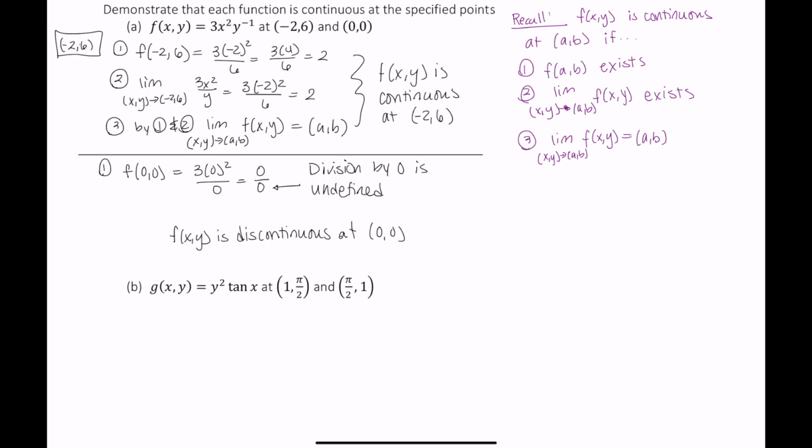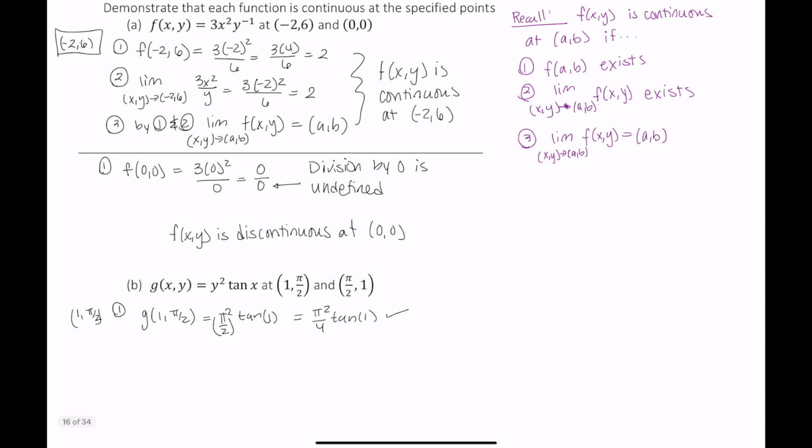Now let's look at this for g. I'm going to start by looking at the point 1 comma pi over 2. So let's start by evaluating g at 1 comma pi over 2. Excuse me, Y is pi over 2. That's pi over 2 squared times tangent of 1. And tangent of 1 is 1 and change, almost 1.6. Let me write this out: pi squared over 4 times tangent of 1. All of this is defined, so condition 1 holds.